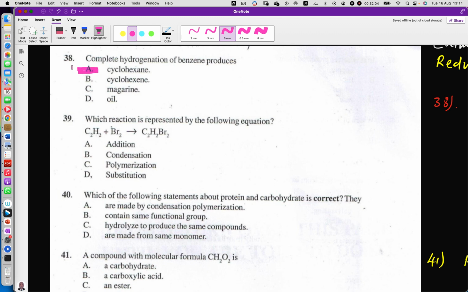Now, which reaction is represented by the following equation? This is an alkene reacting with bromine. Alkene has a double bond. Adding bromine across a double bond will give us this compound. So the type of reaction between a halogen and an alkene is what we call an addition reaction. So our answer for 39 is A.